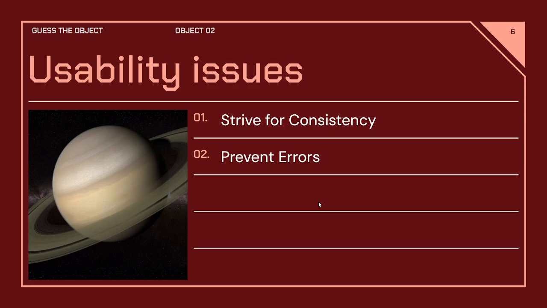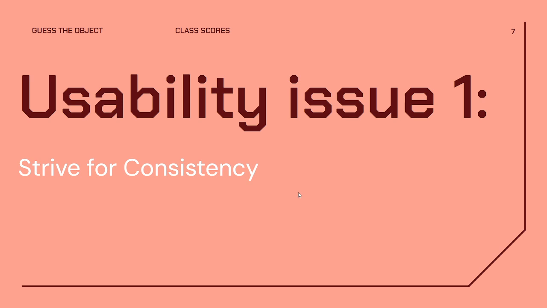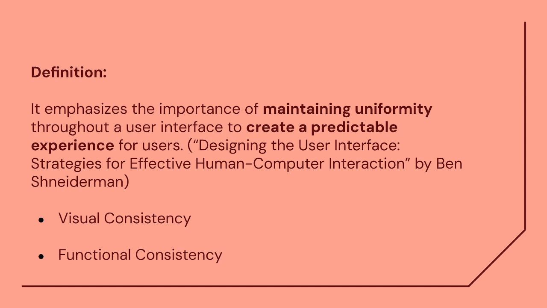So starting by talking about the usability issues, the first issue is striving for consistency. What we mean here is maintaining uniformity throughout a user interface to create a predictable experience for our users. That's basically the definition of consistency. For buttons, the appearance and the function must be consistent, so it's more predictable. For example, if I see the same blue button with the word buy on it, I should expect it has the same effect, not that clicking the buy button is actually a hyperlink, right? It should be the same function.